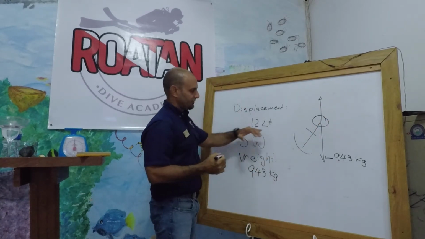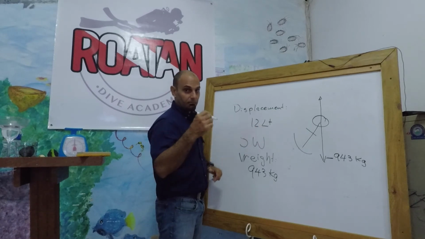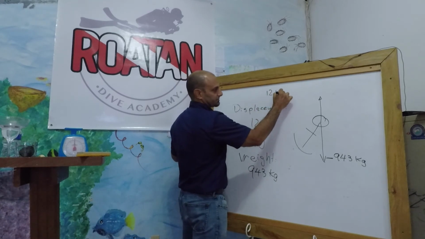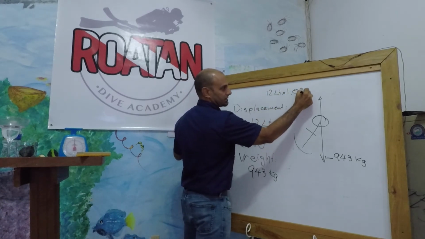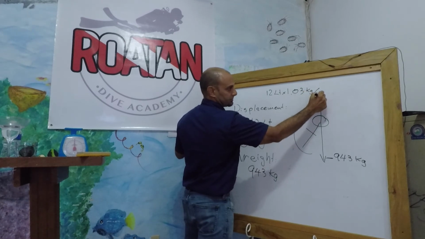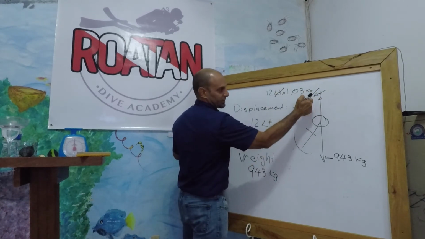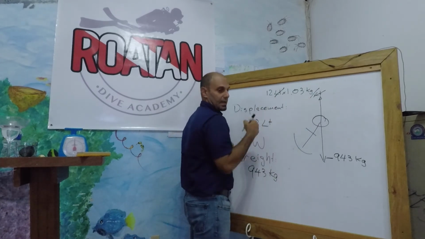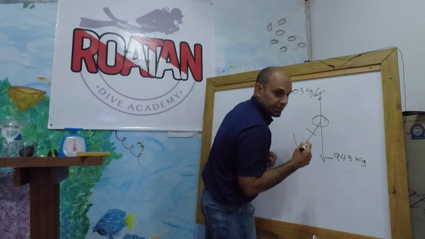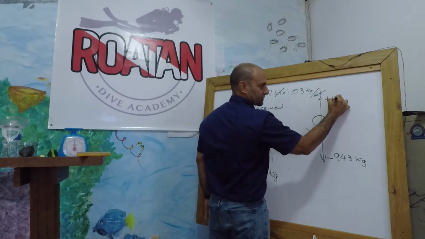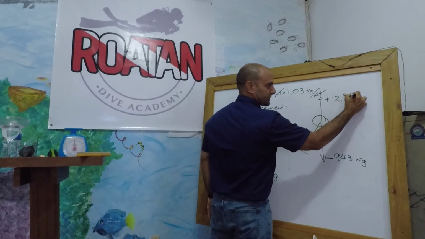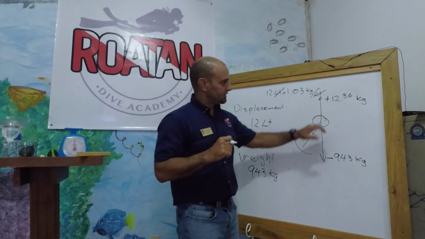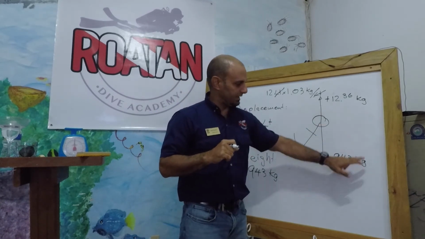Okay, so if we have liters, we have to multiply so we can cancel the liters as we said before. So 12 liters times 1.03 kilograms per liter allows me to cancel the liters because this is divided here, and the resulting unit is going to be kilograms. So 12 times 1.03 is going to be a positive force of 12.36 kilograms.